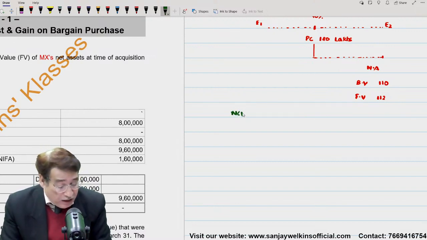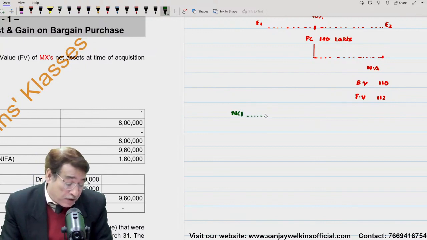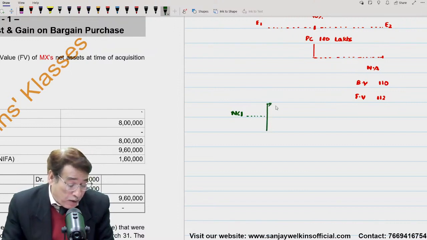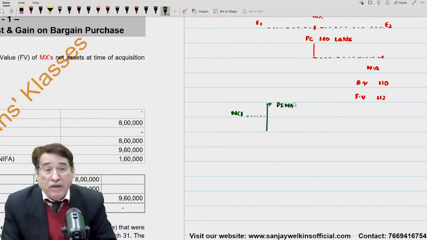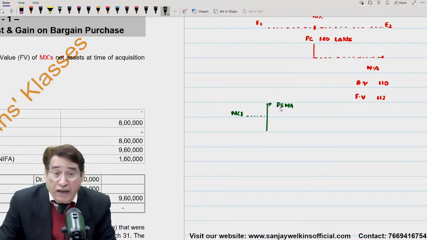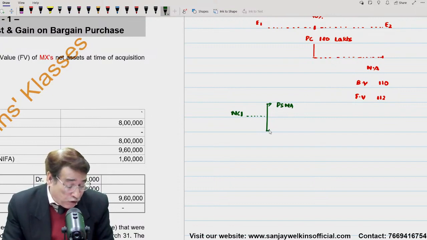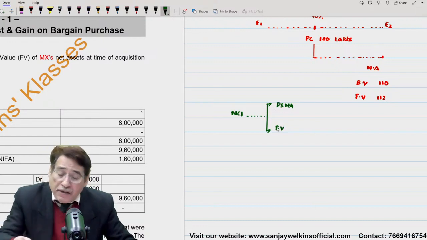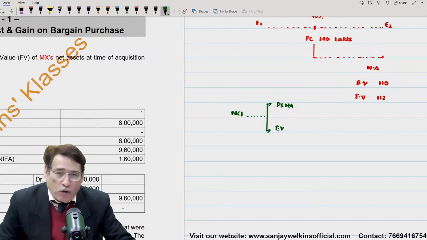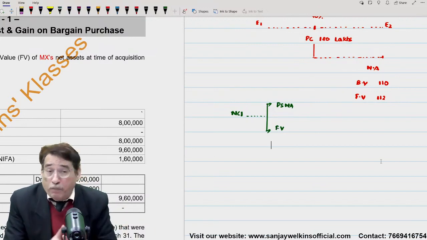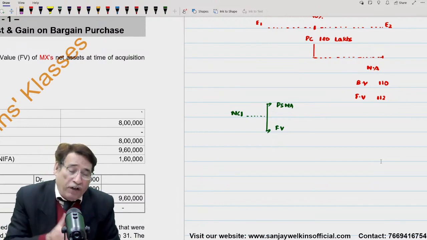Non-controlling interest. The standard says that non-controlling interest can be measured either at proportionate share of net assets basis, in short form PSNA, or you can value NCI at fair value. The entity has this option. This option is given to the acquirer entity, whether they want to compute the value of the NCI through proportionate share of net assets basis or fair value.